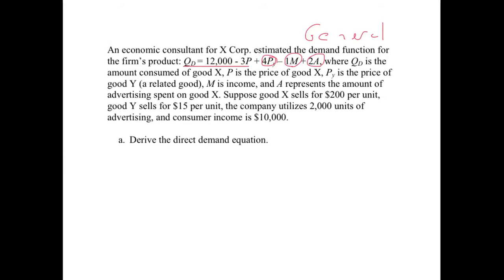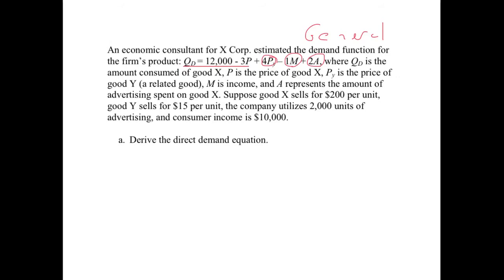And we're told that each of these variables have values. The price of the good is $200. The price of good Y is 15. The company uses 2,000 units of advertising, and consumer income is $10,000. You'll notice that we use the letter M here for income. It's a little strange, but that's what our textbook does. So the first thing we want to do is to use this information to derive the direct demand equation.